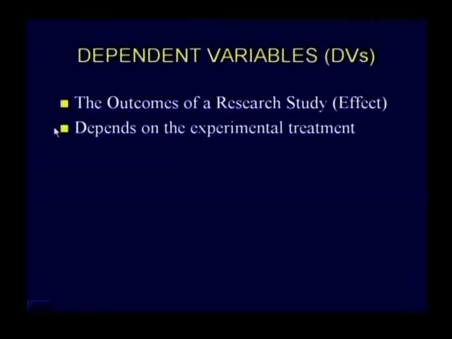Now, what is dependent variable? The outcome of a research study is called a dependent variable, or the effect. It depends on the experimental treatment. Now remember, we are talking about quantitative research methods. So the outcome of your experiment, the effect of your experiment, is called dependent variable.